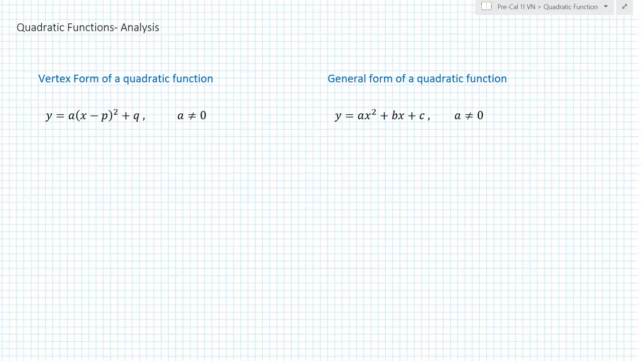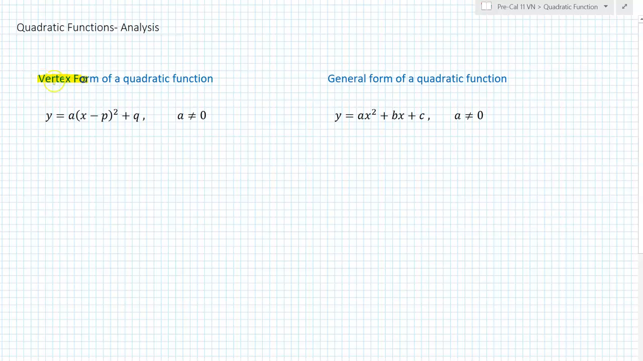Right, hello again. So we are going to continue working through the quadratic function unit. We're going to start with a few examples, going through different types of examples and seeing how we can analyze a quadratic function. Okay, so first, review the vertex form of a quadratic function.